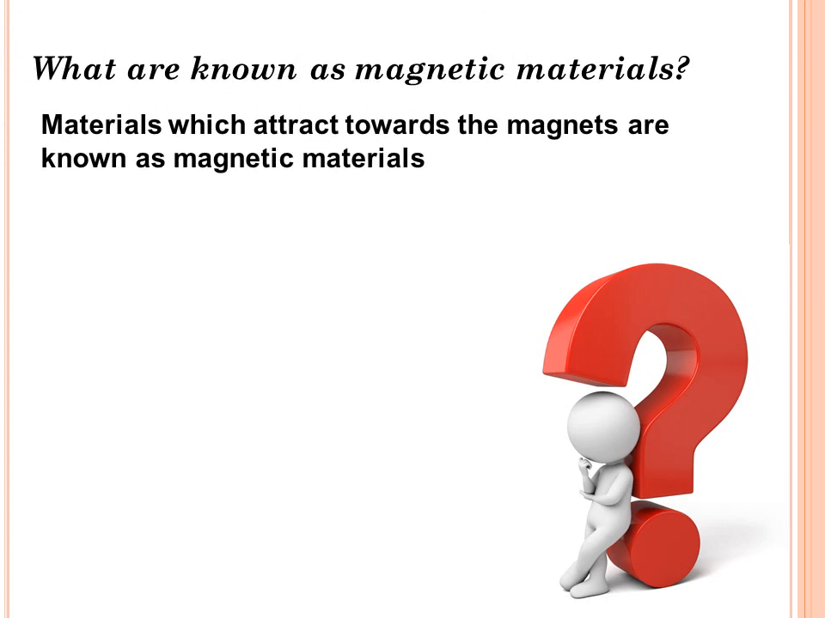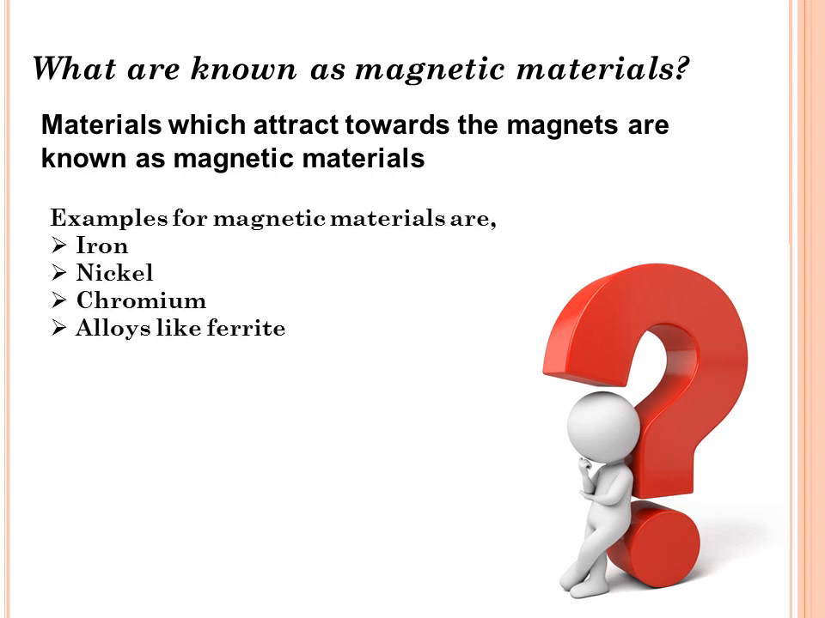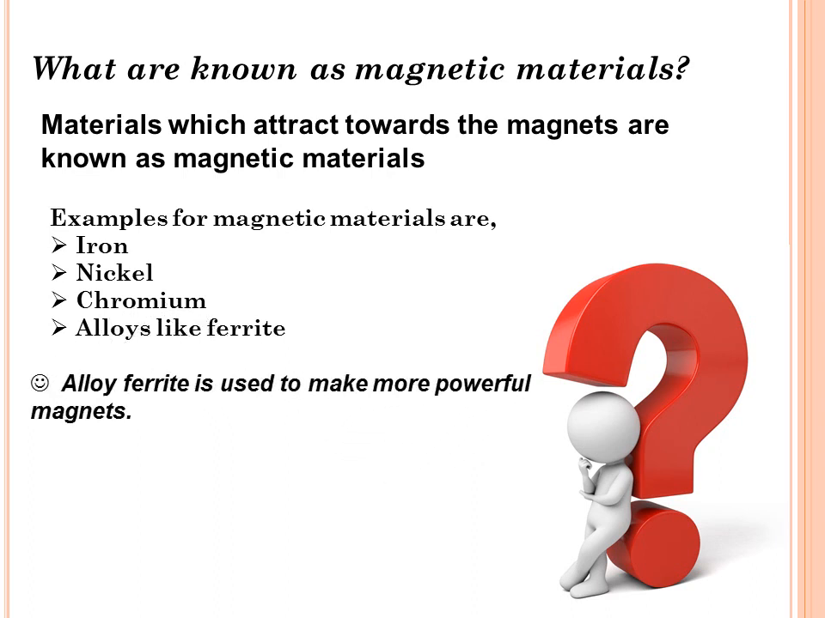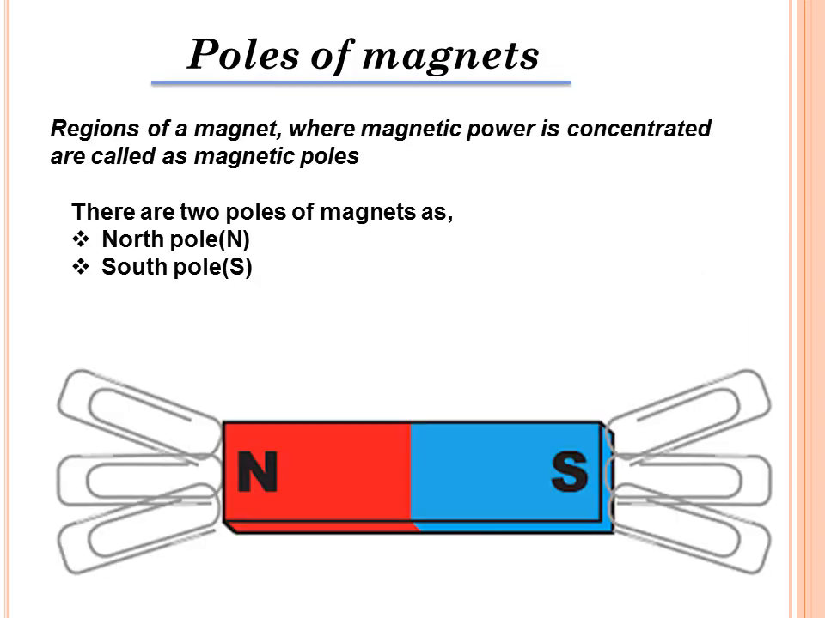Materials which are attracted towards magnets are known as magnetic materials. Some examples of magnetic materials are iron, nickel, chromium and alloys like ferrite. Alloy ferrite is used to make more powerful magnets.